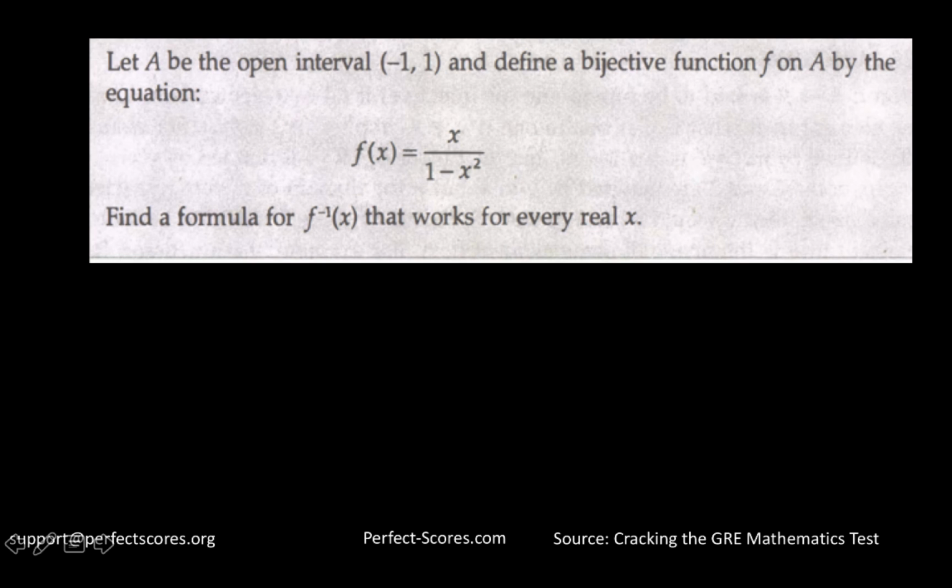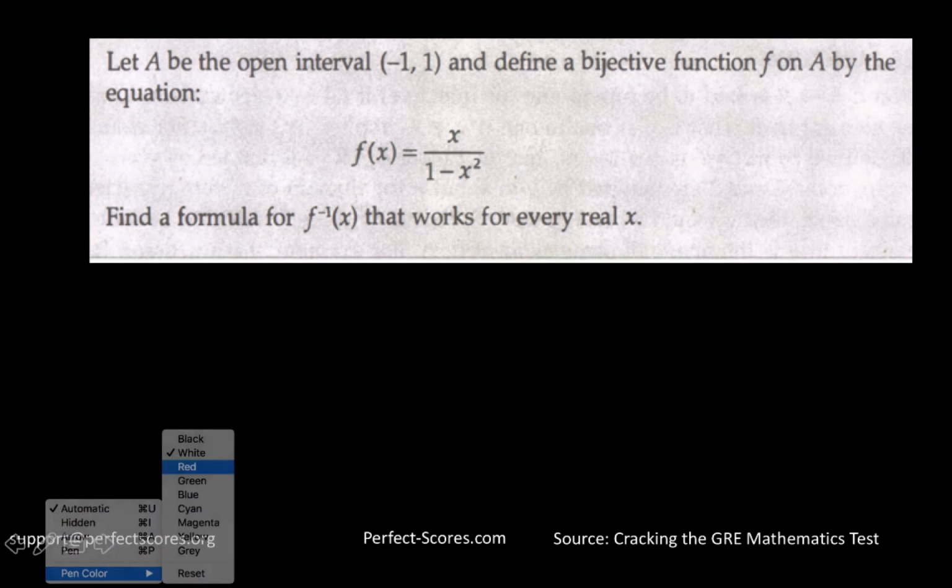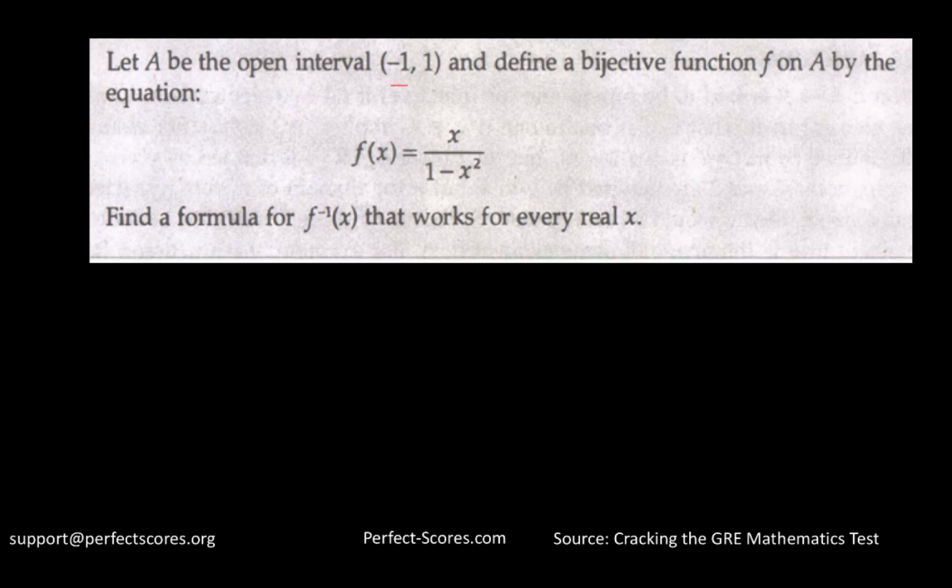Okay, now let's see this question here. So this question says: let A be an open interval and define a bijective function f on A by the equation. So this is the function. Find the formula of f inverse of x. So this is actually equal to y. So how do you find the formula for f inverse of x?